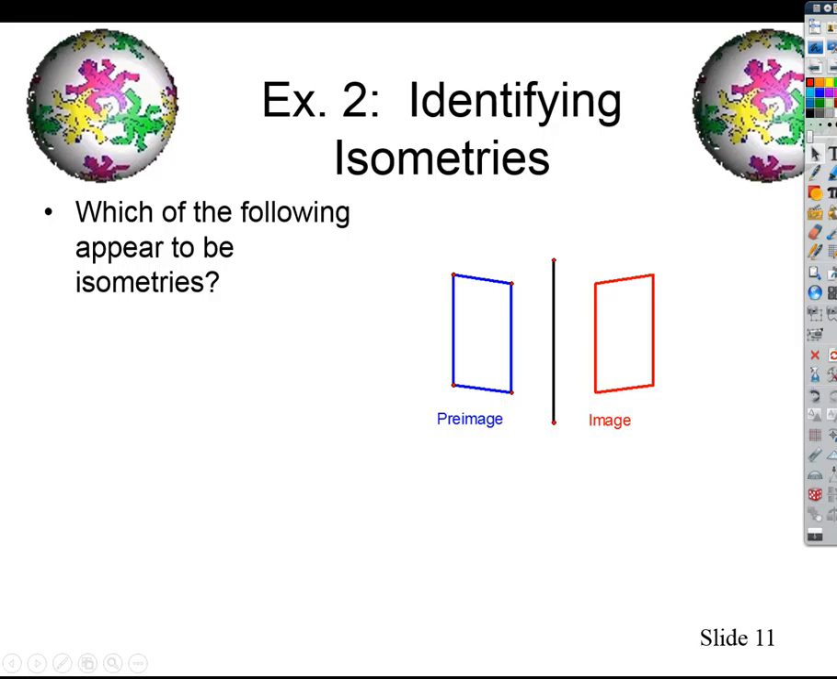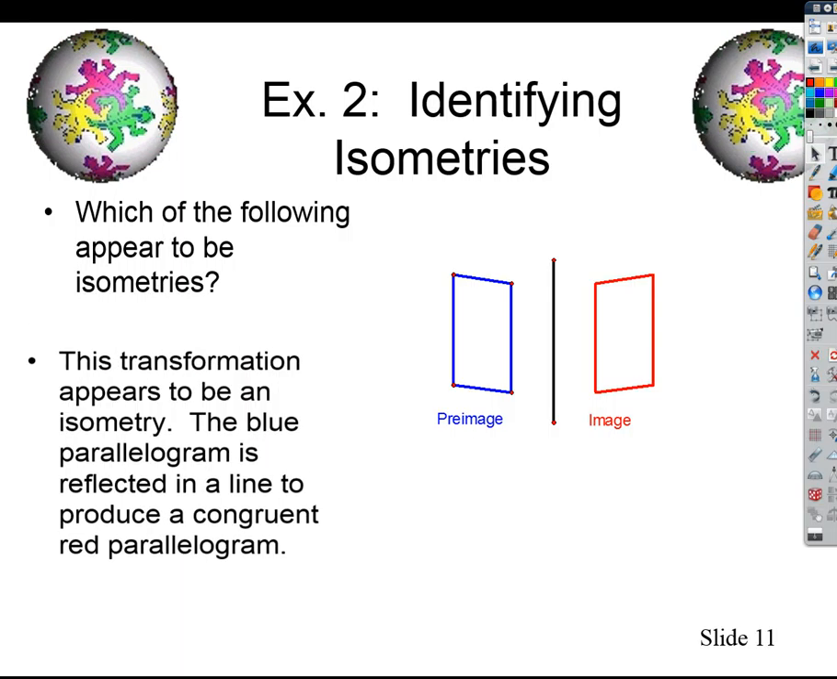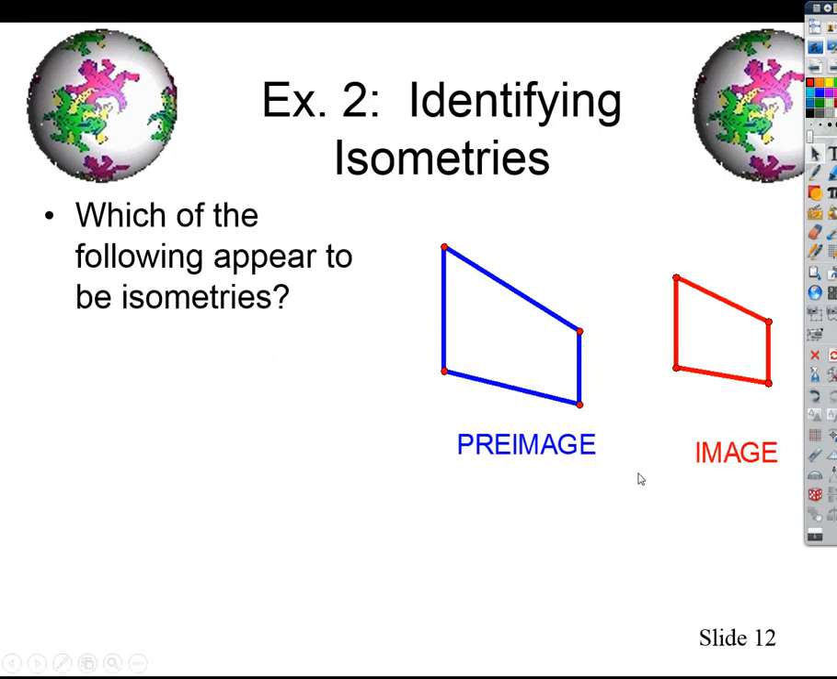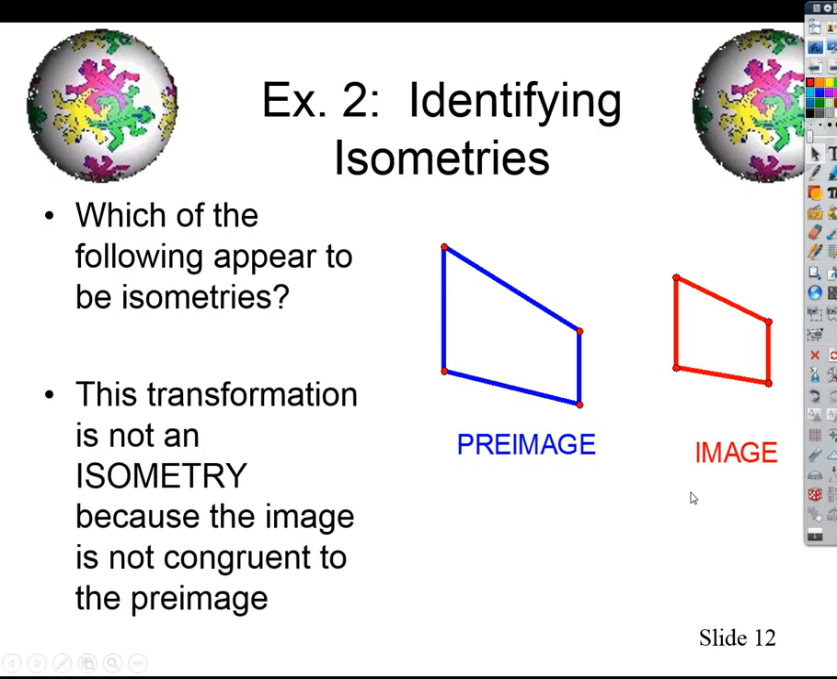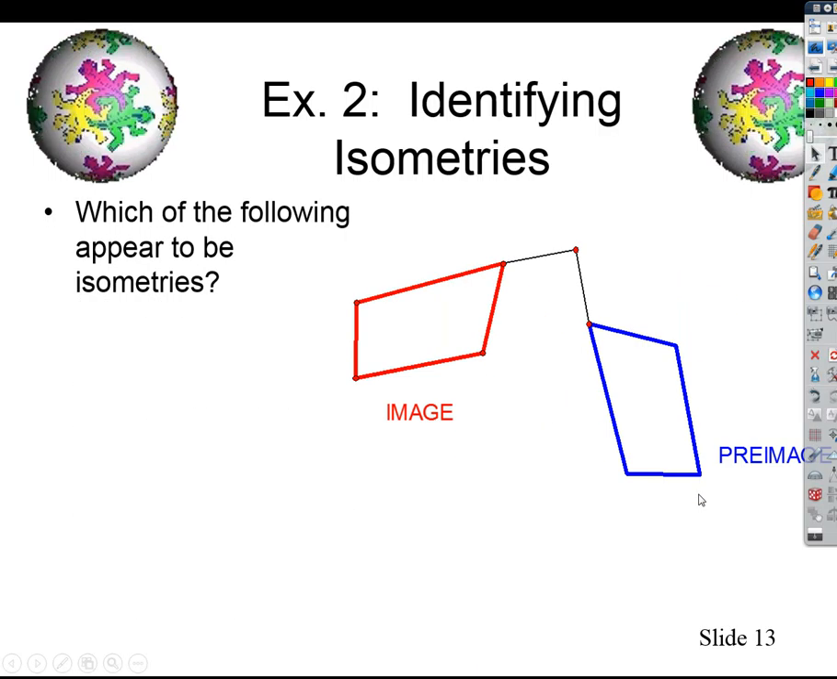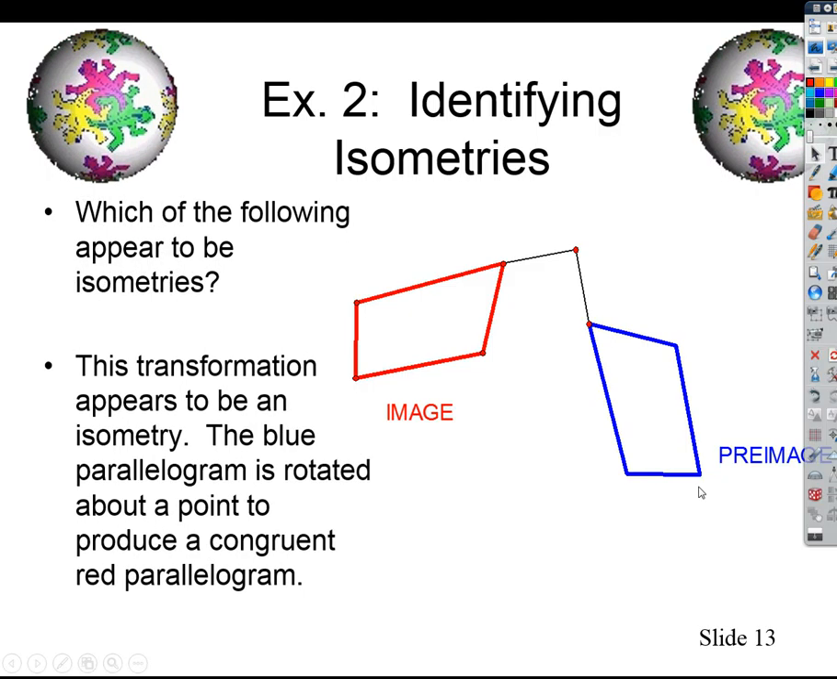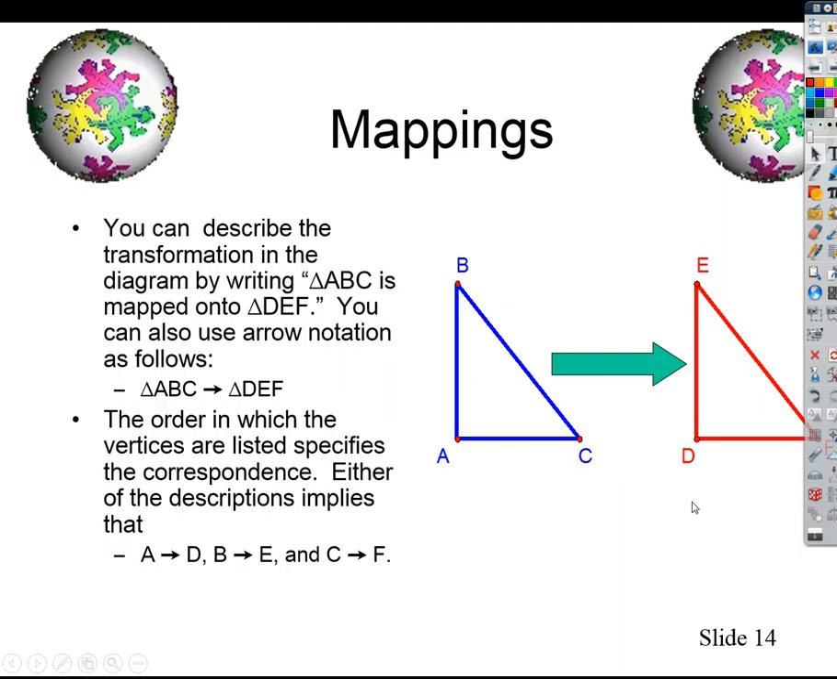Is that an isometry? Sure. What kind? Reflection, good. Is that an isometry? No, no change. Is that an isometry? Yes. What kind? Rotation, a 90-degree one. Is that an isometry? Yeah, good.